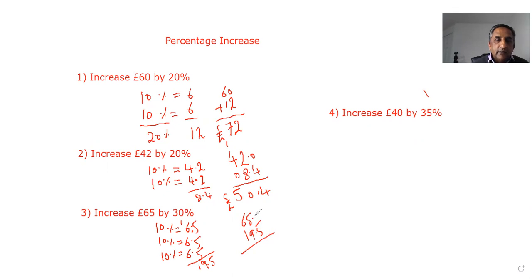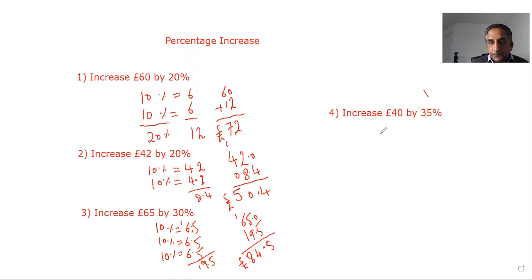So we add to 65. 5 and 0 becomes 5. Then after the decimal, 9 plus 5 is 14, so we write 4 and carry 1 forward. 6 plus 7 plus 1 is 8. So it's 84.5, and this is our final answer. Once you increase 65 pound by 30%, we get 84.50 pound.